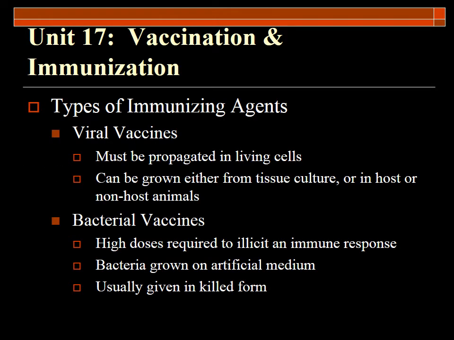So those are some types of immunizing agents that are there. We have some viral vaccines that have to be propagated in living cells, either grown from tissue culture in a host or non-host animal. And there are also bacterial vaccines, where high doses are required to elicit an immune response. So we grow that bacteria in artificial medium and usually give it in a killed form.